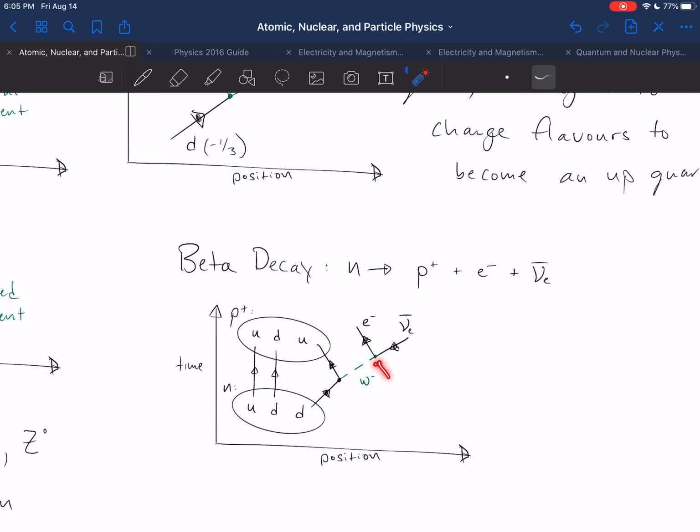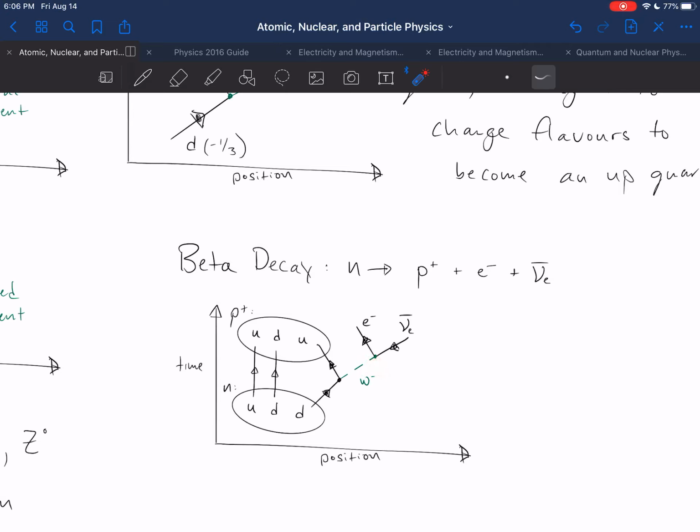Now, take a look at this particular interaction here. When it does so, notice that the anti-electron neutrino has an arrow going in because it is an antimatter particle, and the electron has an arrow going out because it is a matter particle, just as it must. This allows it to conserve lepton number. So there is 0 lepton number coming in. W minus has a 0 lepton number. The electron has a +1 lepton number, and the anti-electron neutrino has a -1 lepton number. So it conserves lepton number.